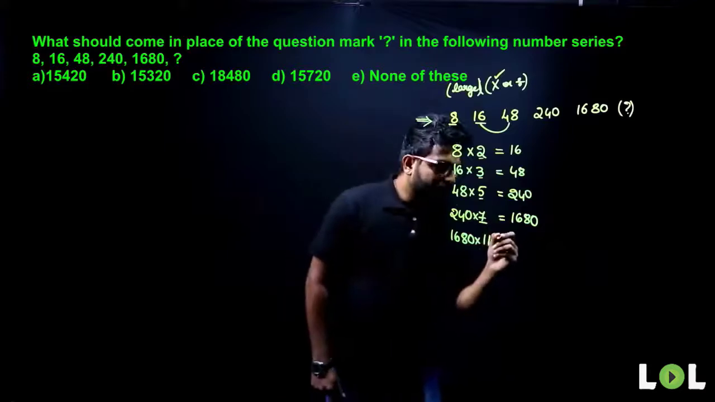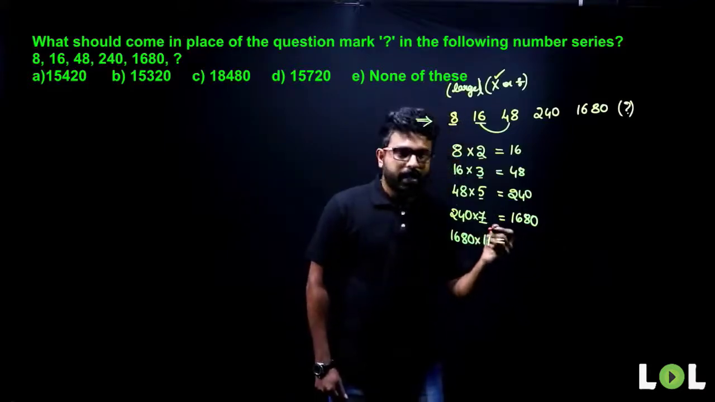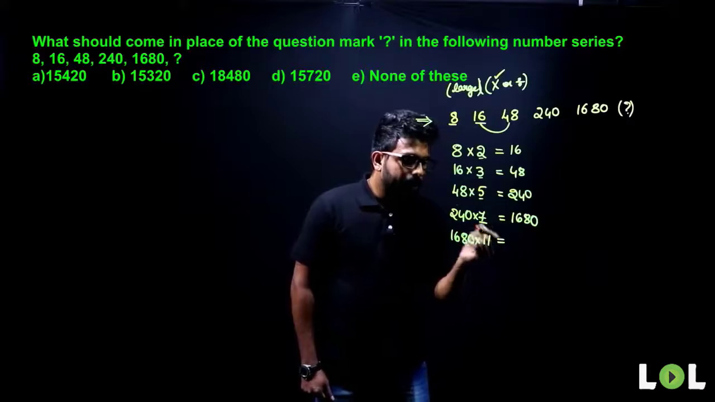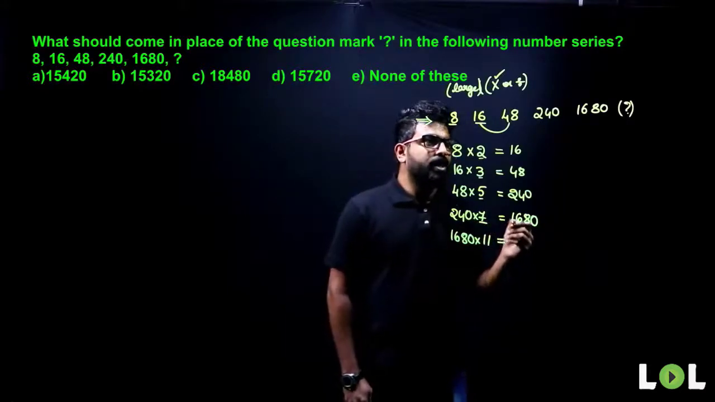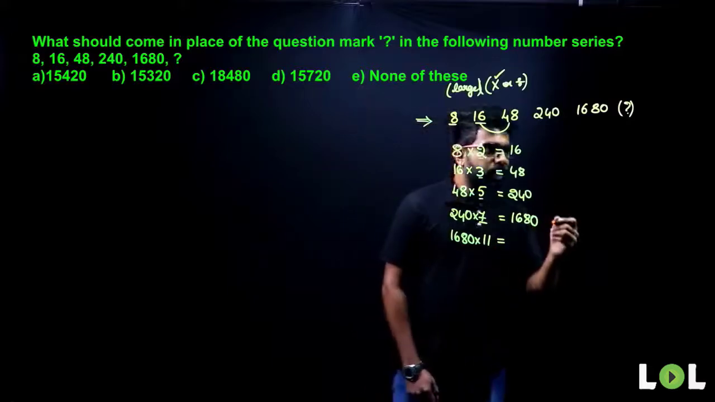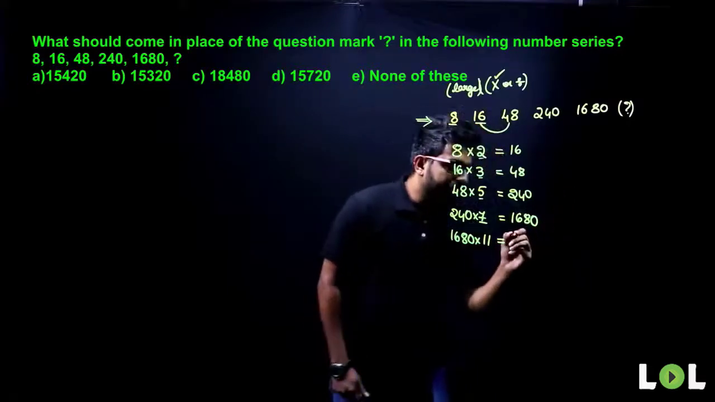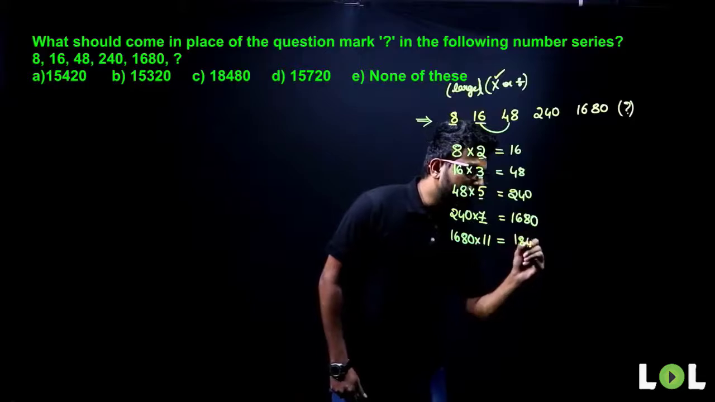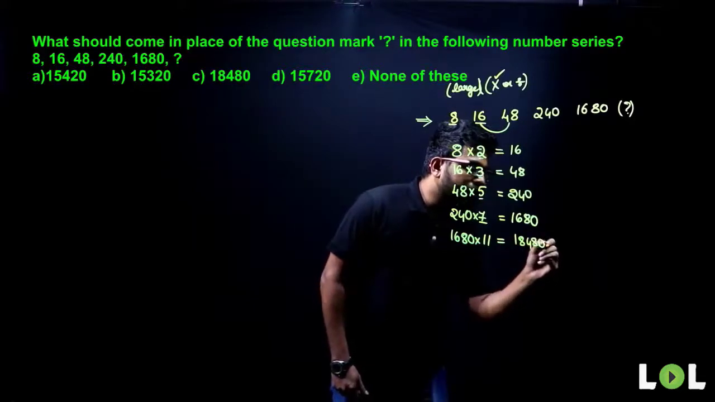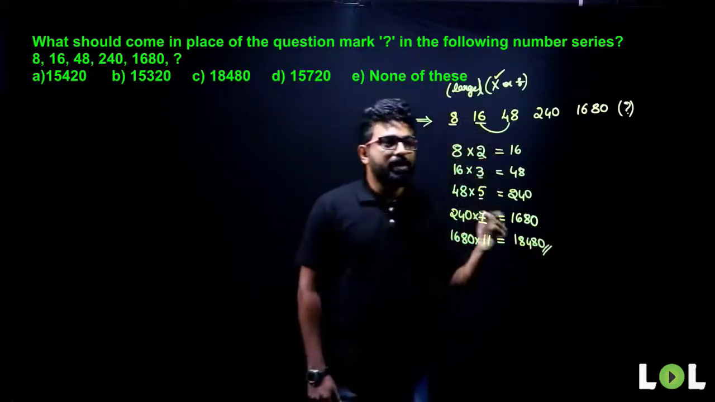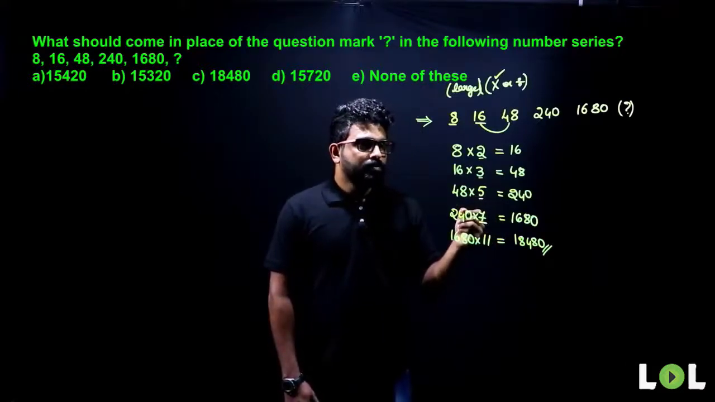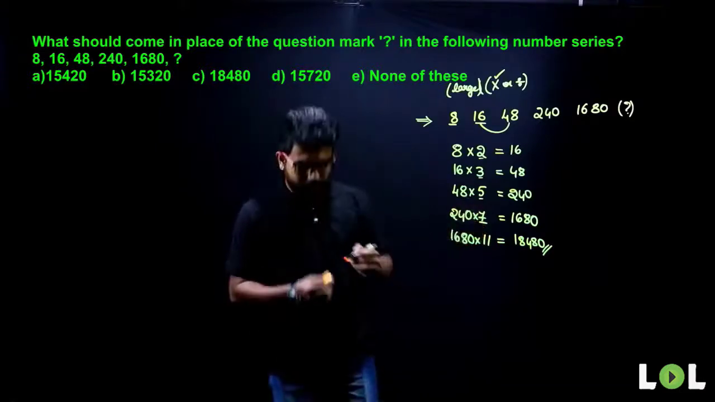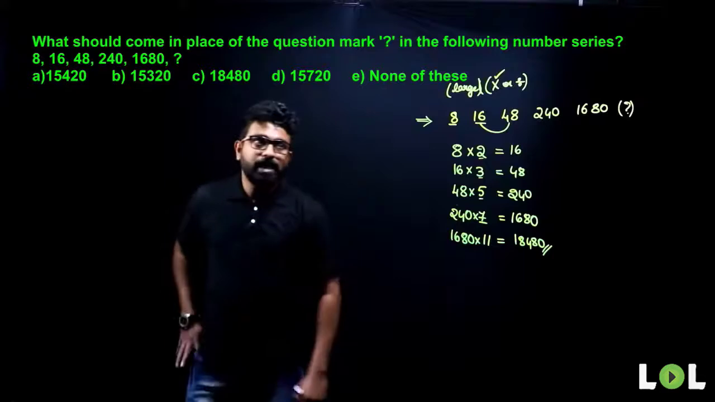So if I multiply 1680 with 11, what do I get? 16,800 plus 1680. So what do I get? What do I get my answer as? You people tell me. Very good. 18,480. My answer here would be 18,480. Am I clear with this? Now, has everyone understood this? Clear, very clear. So let us move on to the next example then.